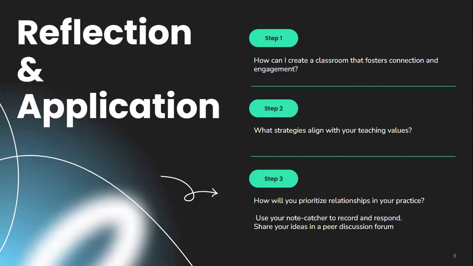We'll end with reflection for this module. What resonated most with you? Relationships take intentional work, but the rewards, academic, emotional, social, are foundational to every student's success. This week's assignments will help you connect theory to practice. As you review materials and reflect on examples, think about what you would use in your classroom and why it matters. Please make sure you use your note catcher to record and respond, and you will be able to use that to fuel ideas in the peer discussion forum.